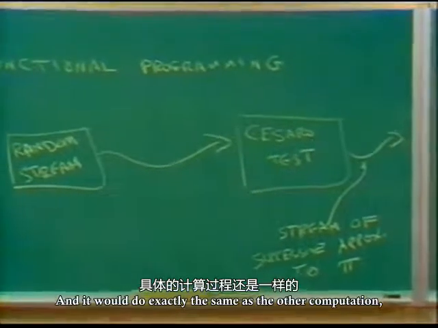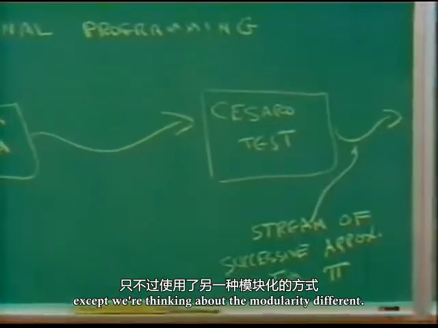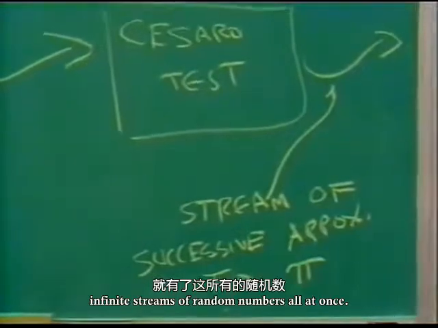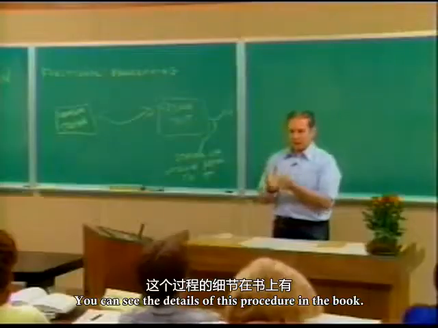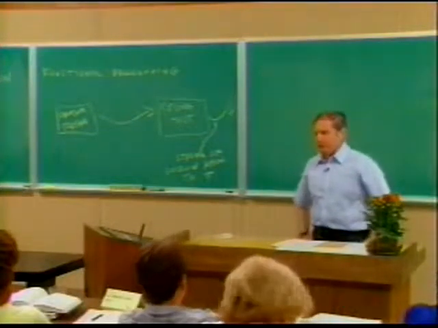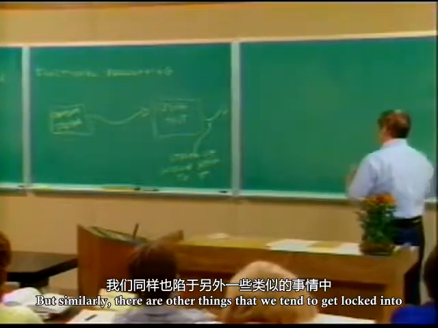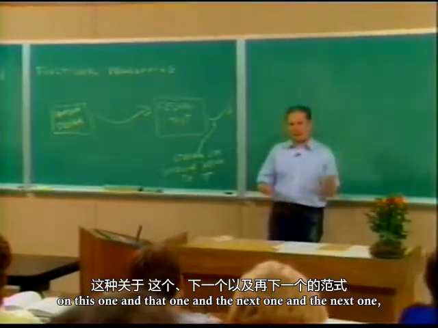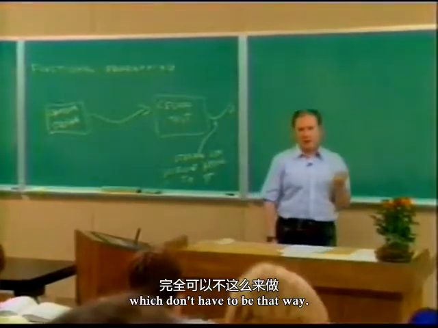And we do exactly the same as the other computation, except we're thinking about the modularity differently. We're saying, imagine we had all that infinite stream of random numbers all at once. And you can see the details of this procedure in the book. Right. Similarly, there are other things that we tend to get locked into, this one and that one and the next one and the next one, which don't have to be that way.